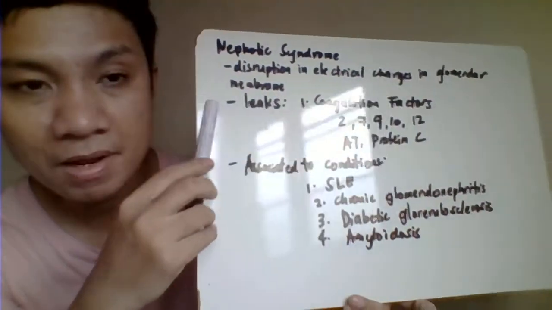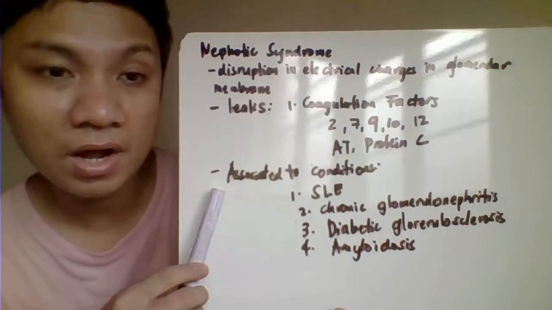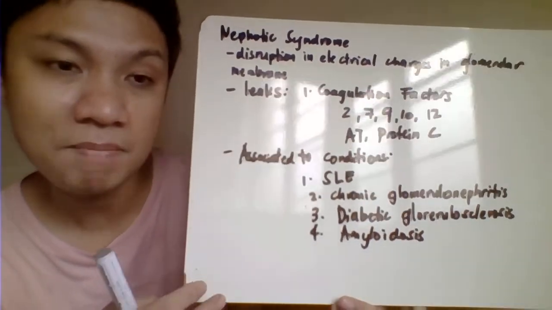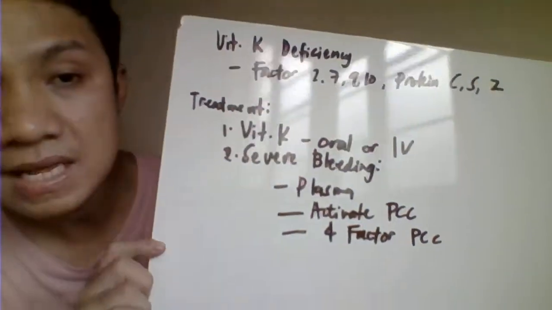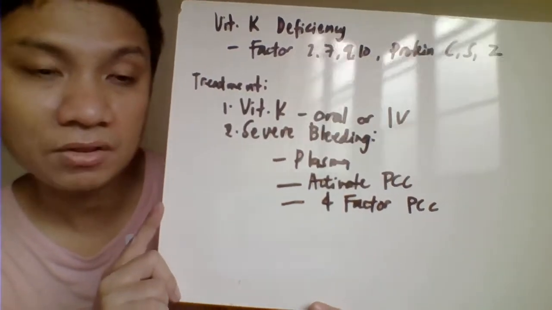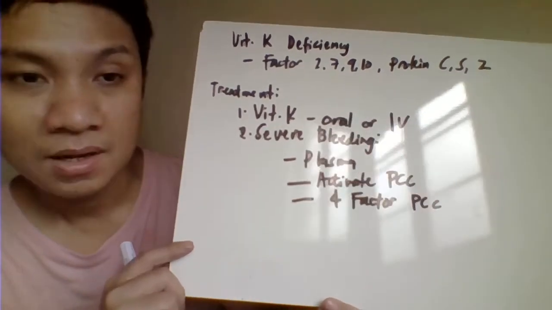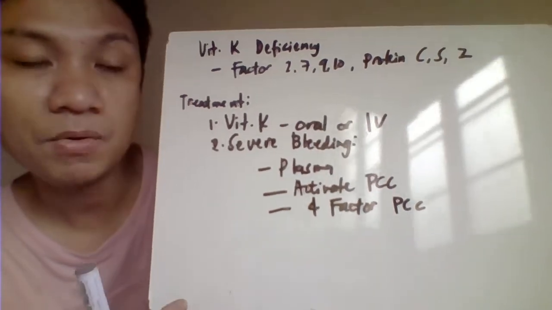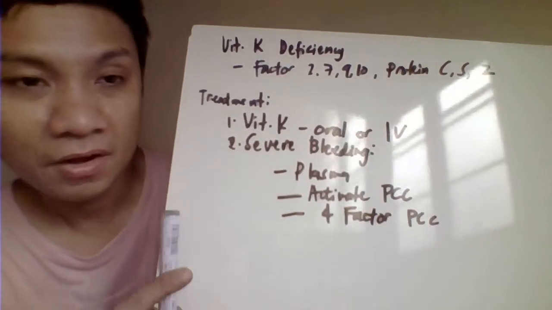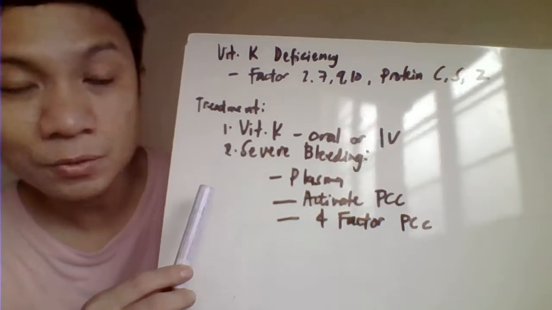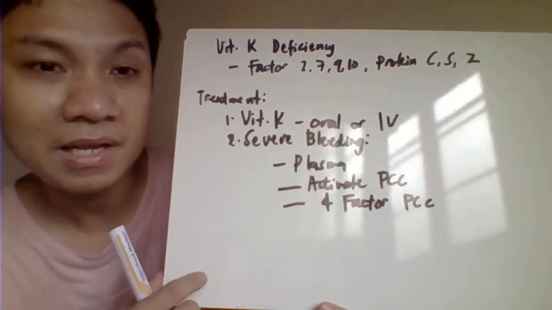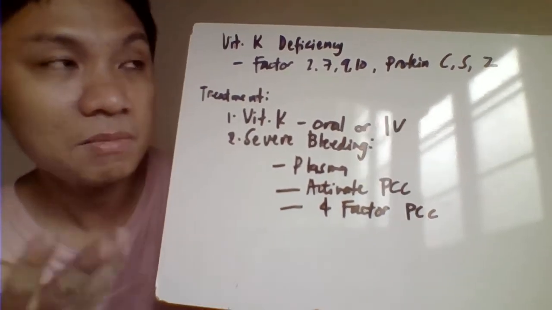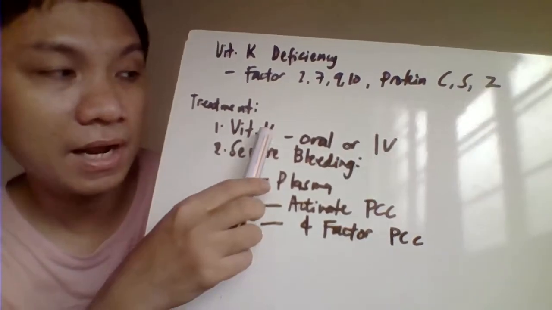Okay, so basically yung problem lang dito sa nephrotic syndrome natin is coagulation factors, walang platelet manifestation, or it doesn't affect your platelets. Okay, and lastly, we have your vitamin K dependent coagulation factor deficiency. That's a problem related to your vitamin K dependent coagulation factors like factor 2, 7, 9, 10, protein C, protein S, protein Z. Okay, for the treatment, since kulang siya ng ating mga vitamin K dependent coagulation factors, then you give vitamin K. Vitamin K is given either by oral or IV.